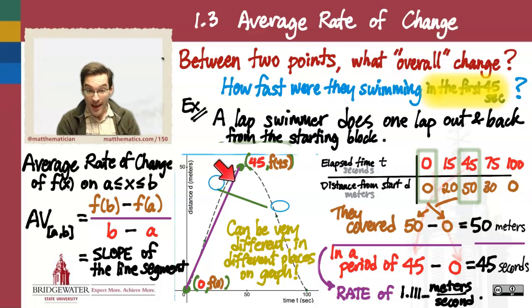The slope of that line segment is what we call the average rate of change of the function on that interval. And then from the point of view of formulas, the average rate of change of f of x is nothing more than the difference in the f of x values, f of b minus f of a, divided by the corresponding difference in the x values, b minus a. It's just rise over run. It looks just like the slope formula because it is a slope at the end of the day. That's average rate of change.